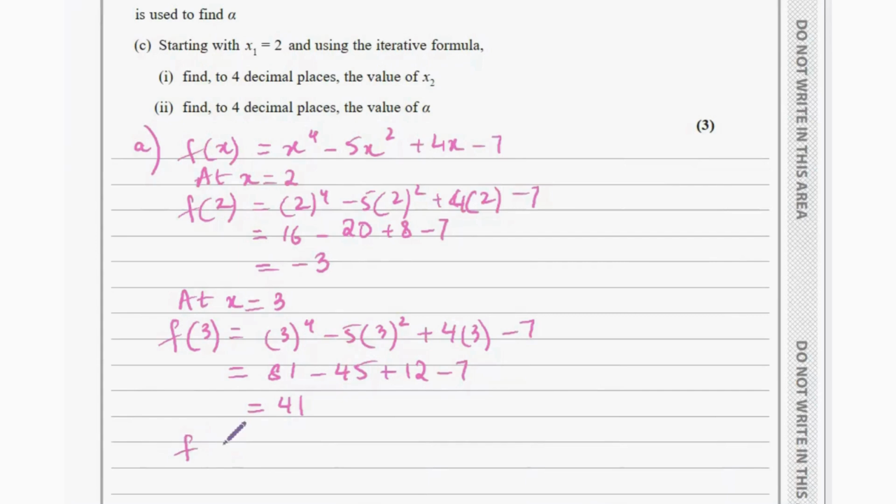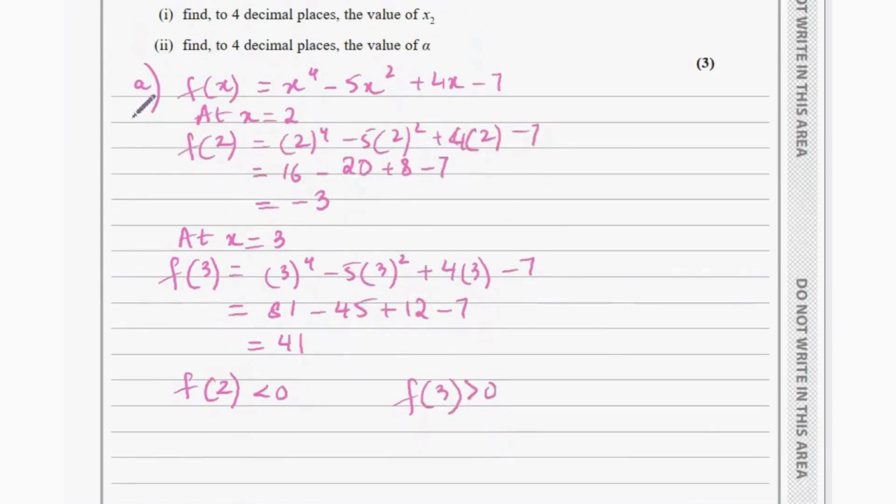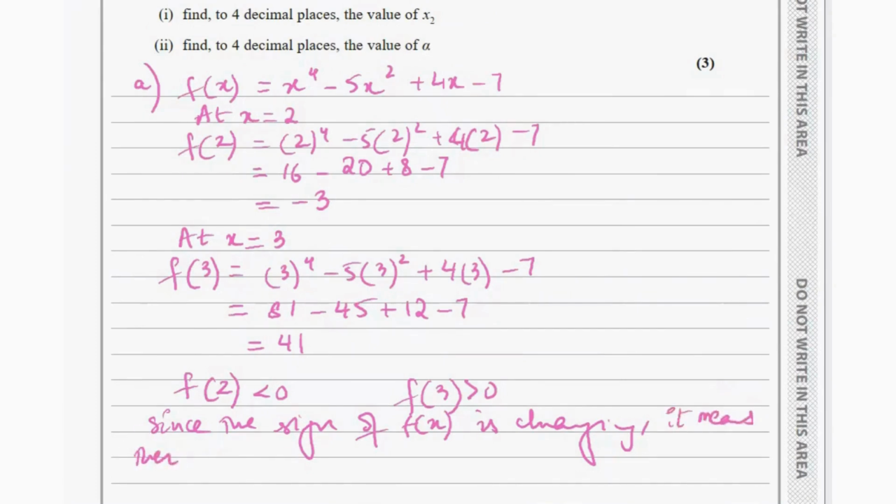So f of x is less than 0 at 2, and at 3, it's greater than 0. Since the sign of f of x is changing, it means there is a root in the given interval. That is your answer for part A.